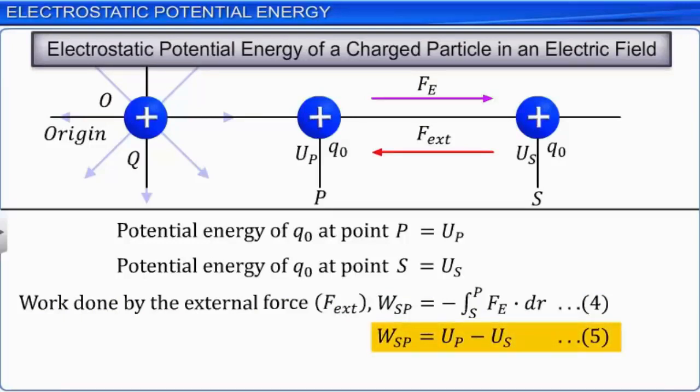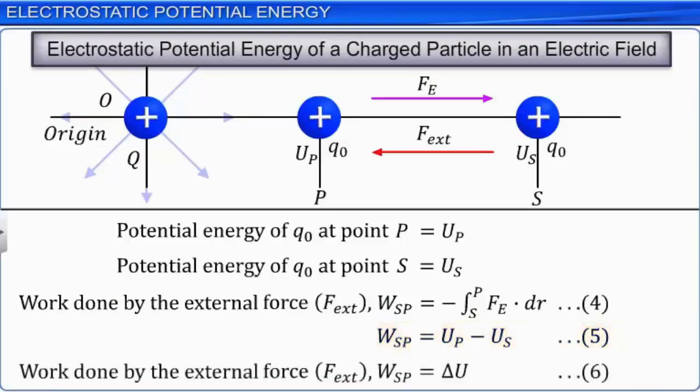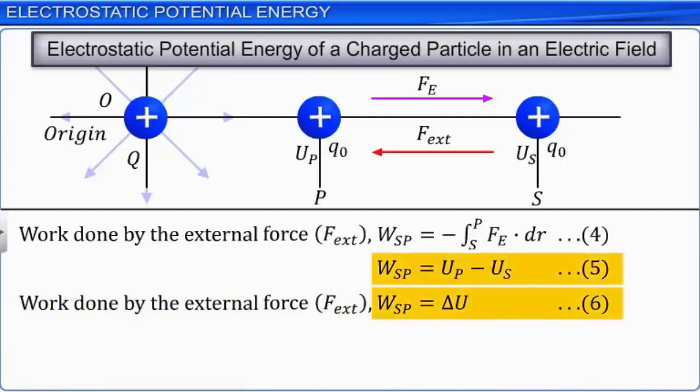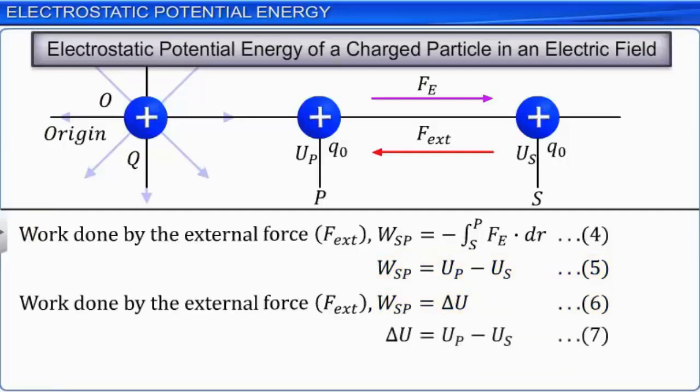The work done by the external force F is W_SP equal to delta U. Let this be equation 6. From equations 5 and 6, the work done by the external force W_SP can be rewritten as delta U is equal to U_P minus U_S. Let this be equation 7.